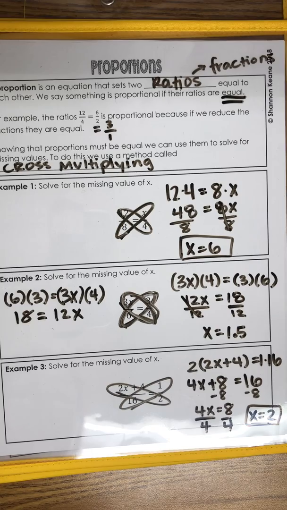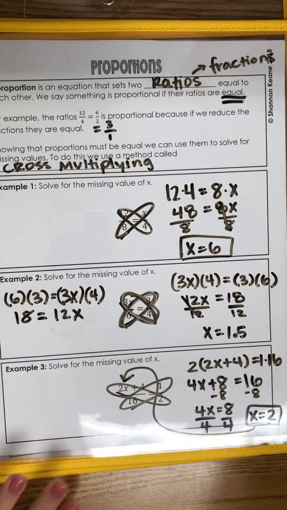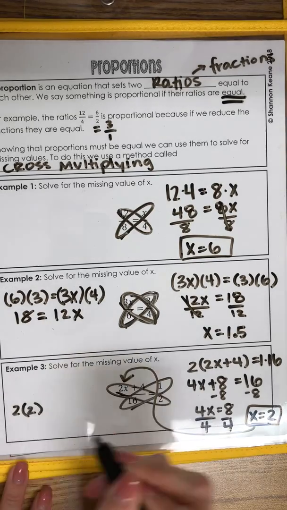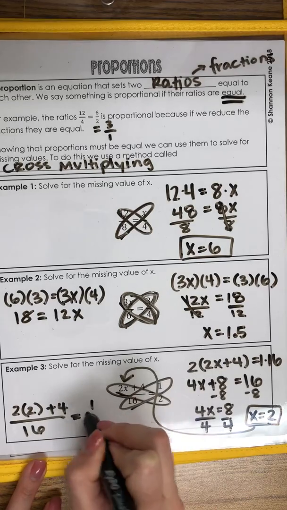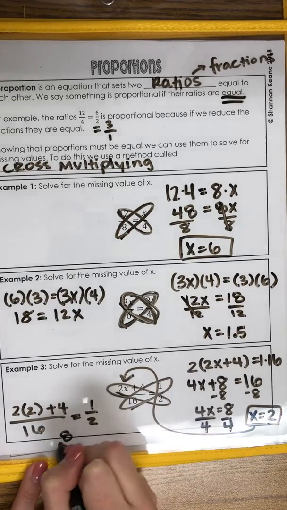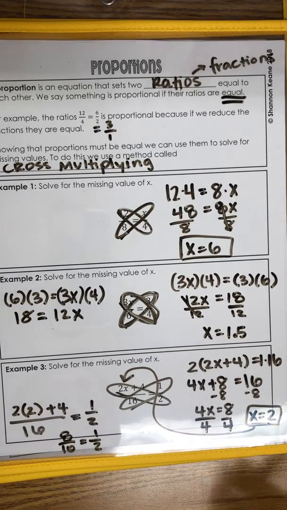Something that's really great, guys, with these, you can plug this 2 back in for x and double check your work. Because we'll get 8 over 16 equals 1 over 2. Those ratios are proportional and equal.